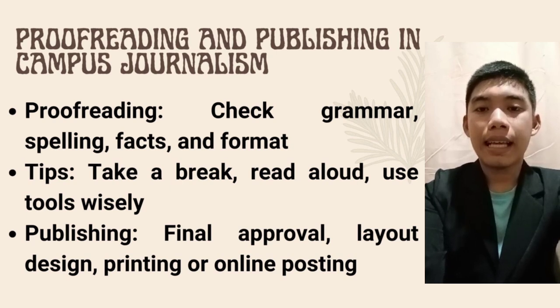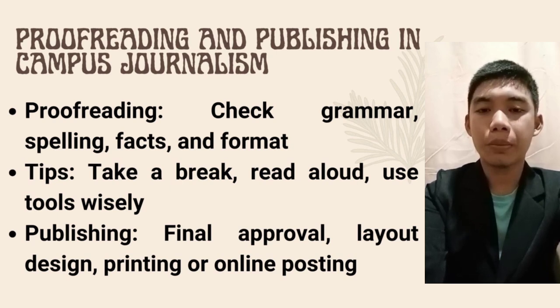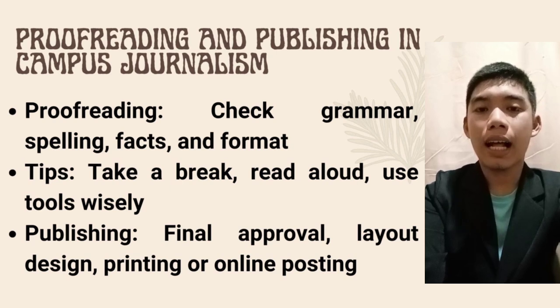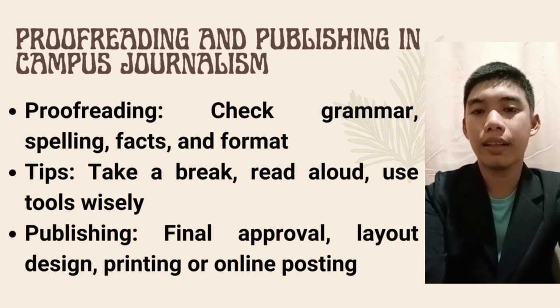First one, take a short break before proofreading. When you step away from your work for a while, you return with a fresh perspective and are more likely to spot mistakes. The second one is read the article aloud. This helps catch errors that the eyes might skip when silently reading. The third one is use grammar and spell check tools like Grammarly or other platforms, but never rely on them completely. These tools can assist, but they cannot replace human judgment and a true understanding of context.